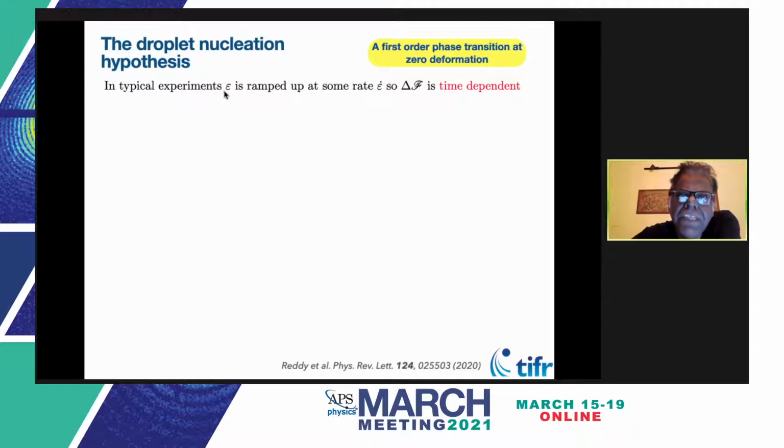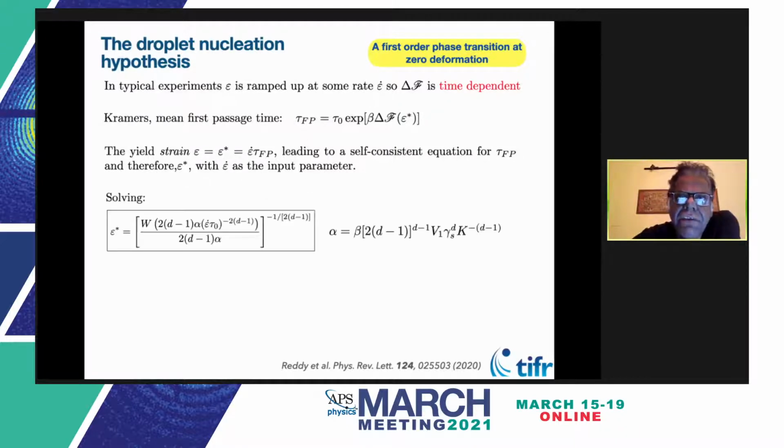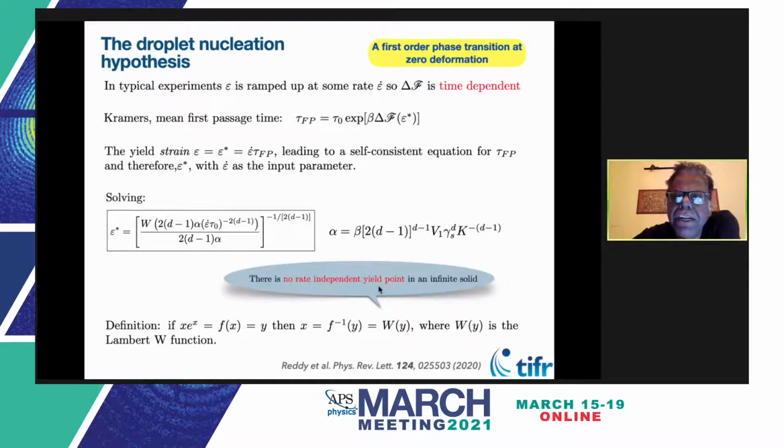In typical experiments, strain is ramped up at some rate. So this barrier is time dependent. And then you can write down a Kramer's mean first passage time and realize that the yield point is nothing but the rate of deformation multiplied by this first passage time. This leads to a self-consistent equation which can actually be solved in terms of something called the Lambert W function. And this Lambert W function is a monotonically increasing function. It goes to zero when the argument goes to zero. So there is absolutely no rate independent yield point in this formulation.